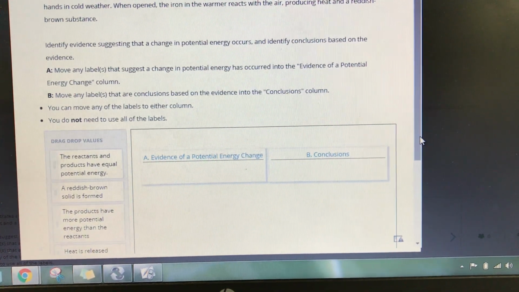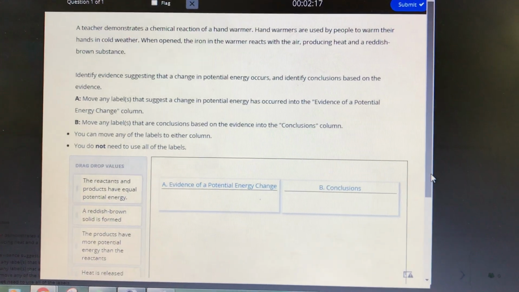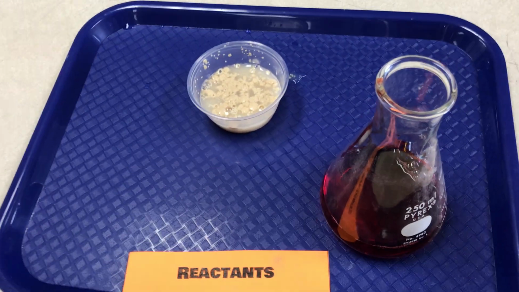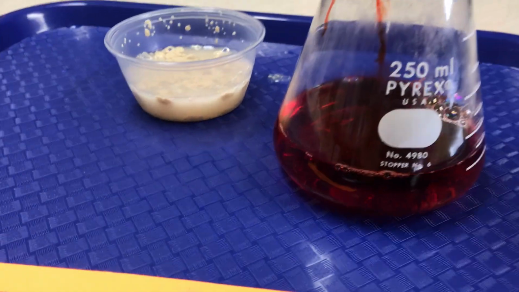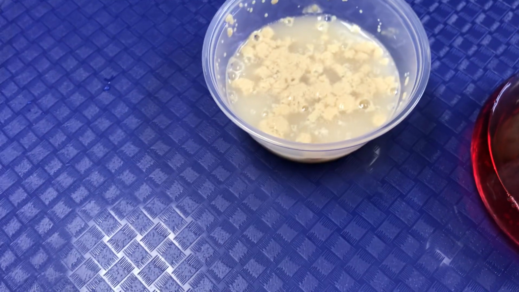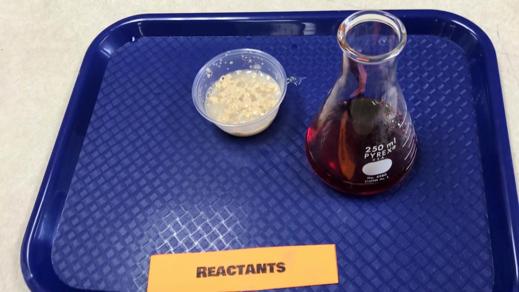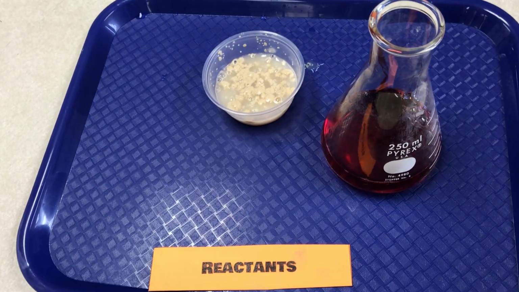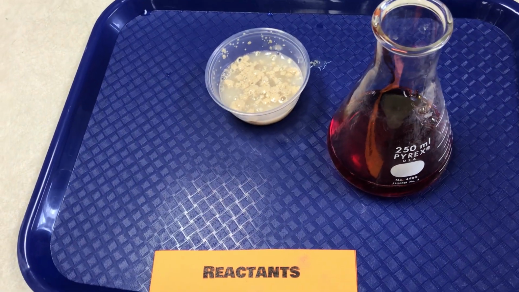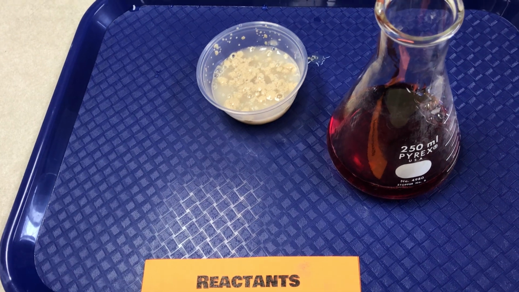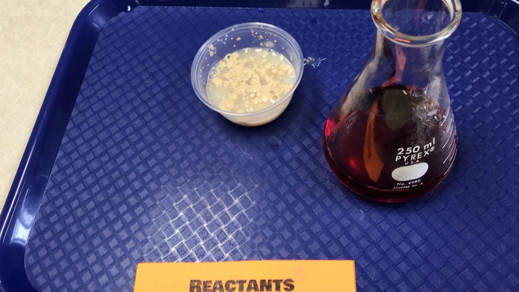Okay, so let's just do a little recap of what we did the other day during the elephant toothpaste lab. Here we have our reactants. In this flask, I've got my hydrogen peroxide, dish soap, and red food coloring. Over in this cup, I have the yeast with the warm water. I already stirred it to activate it. These are our reactants. These are like the ingredients that we have. These have a ton of potential energy in them. Their atoms are arranged in a certain way that it has the most stored energy.